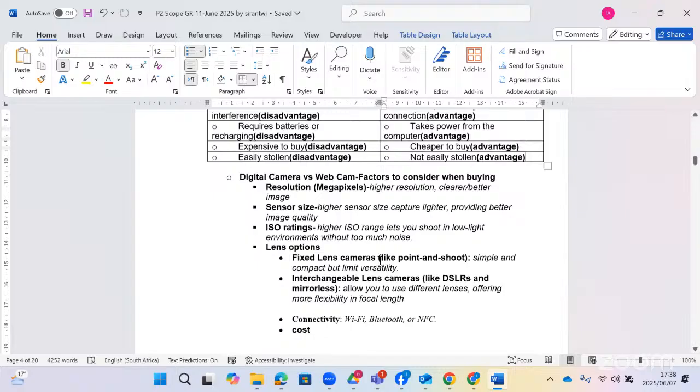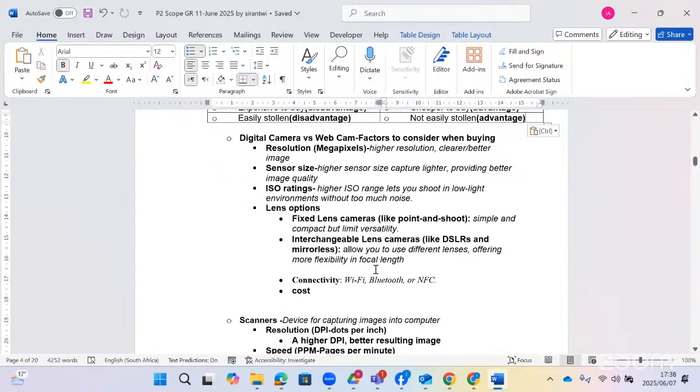Then we have the lens options also. We have the connectivity and then cost also. So you need to consider this. For the lens option, we consider DSLR versus the other cameras also. The DSLR is mostly for professionals. They are mostly for professionals. So you must take note of that.